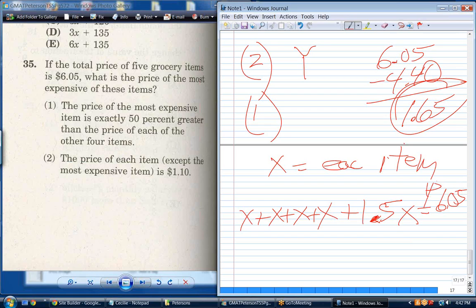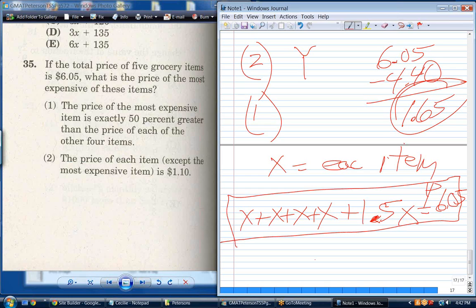Because you just put all the x's together and then divide. This presumes that the price of each of those cheaper items is the same. I don't know how it couldn't be, because the fifth one is exactly 50% greater than the price of each of the other four. So this equation should be valid.